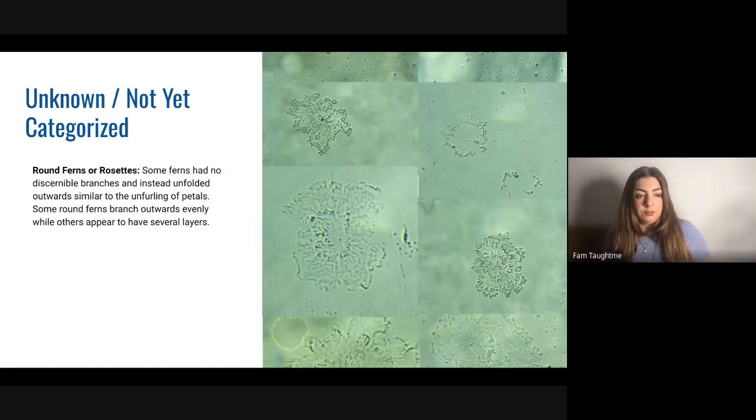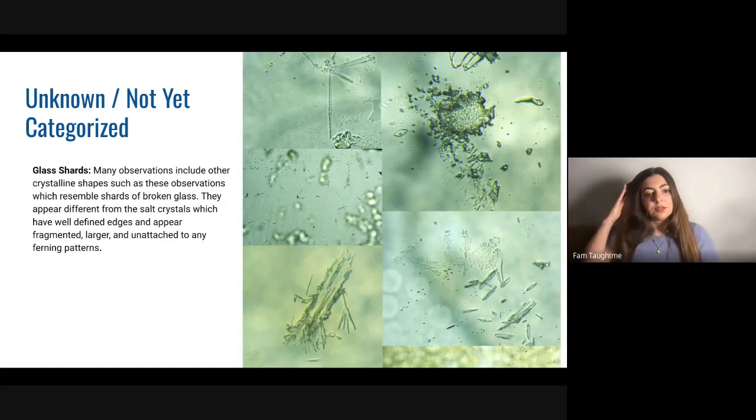I also saw a lot of round ferns, or things that look like a rosette pattern. They had no discernible branches, but they unfolded outwards similarly to how petals would unfold. Some round ferns branch outwards evenly, while some appear to have several layers. I also saw quite a bit of other glass shard looking pieces that don't resemble the salt crystals, but they're these other shard-like pieces.